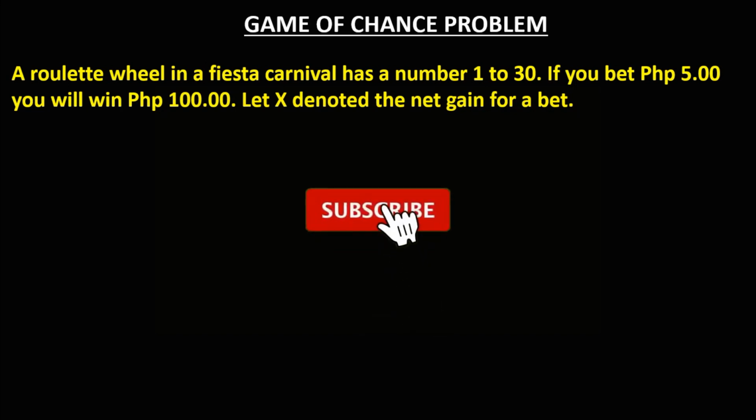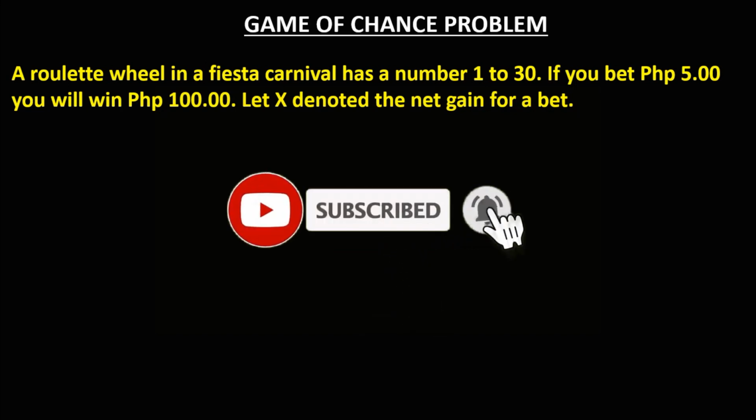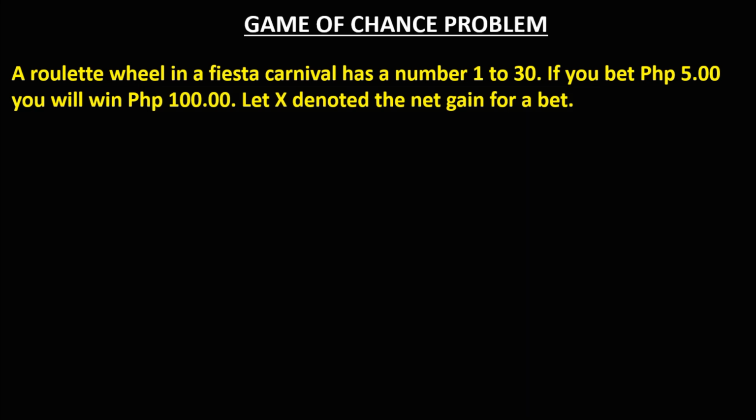Okay, so let's have this problem. So the game of chance problem, then we have this given. In a roulette wheel in a Fiesta Carnival has a number 1 to 30, then if you bet 5 pesos, you will win 100 pesos. Then let X denote the net gain for a bet.